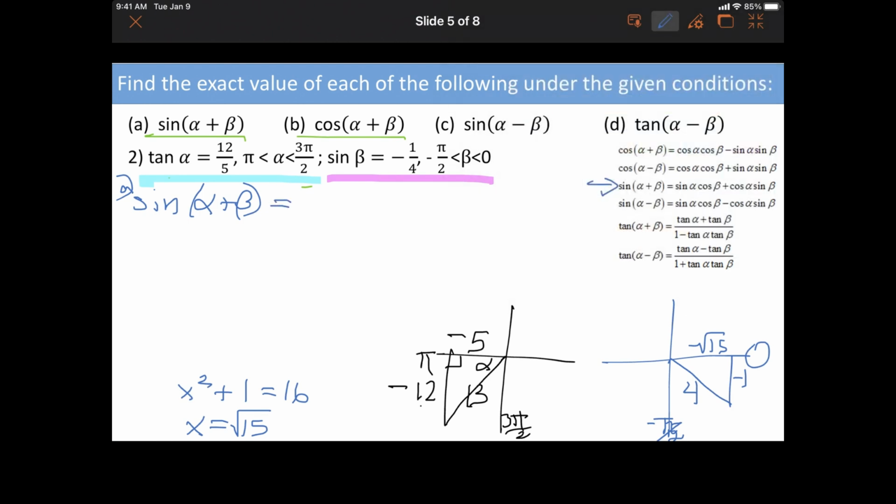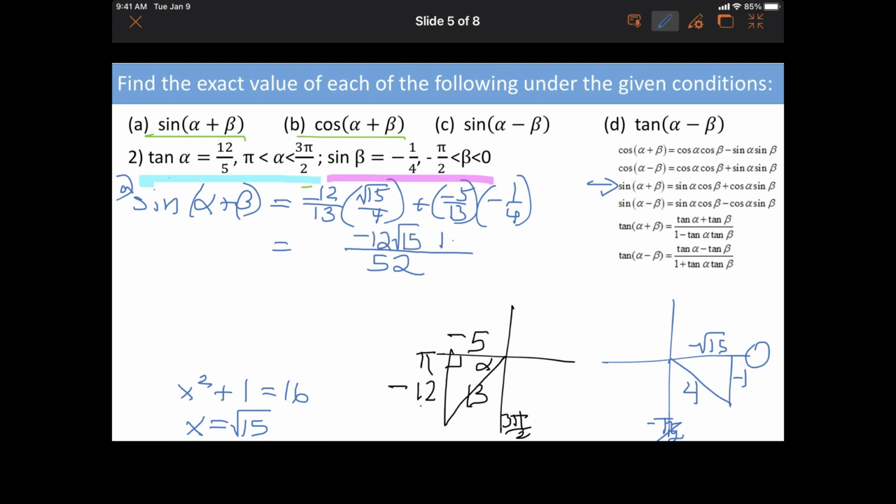So sine of alpha is negative 12 over 13 times cosine of beta, which is root 15 over 4, plus cosine of alpha, negative 5 over 13, and sine of beta. So the denominator is going to be the same. 13 times 4, I believe, is 52. So this is negative, so it's going to be negative 12 times root 15. Negative and negative is positive 5.